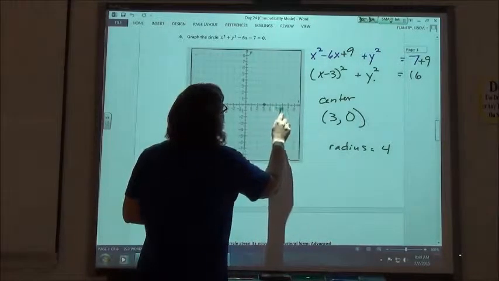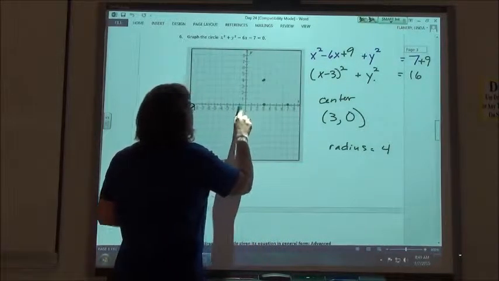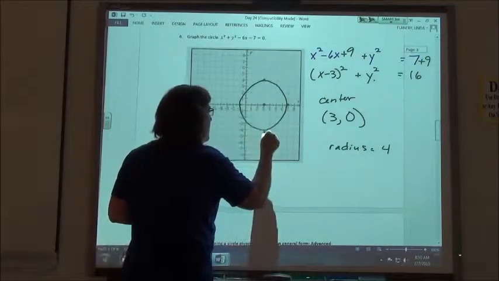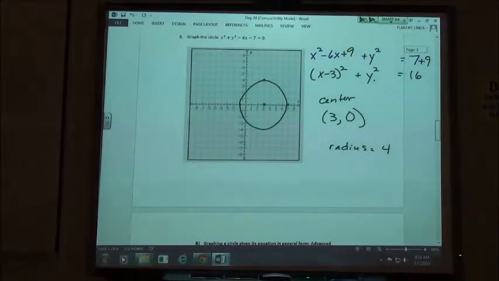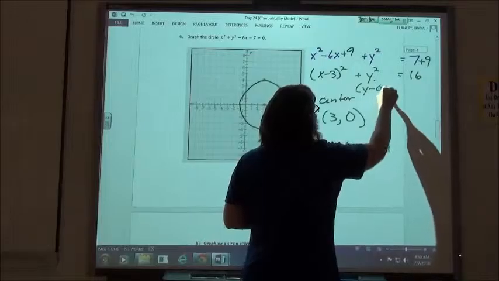And my radius of 4 would look something sort of like that. So yes, if I really wanted to, I could write that as y minus 0 squared.